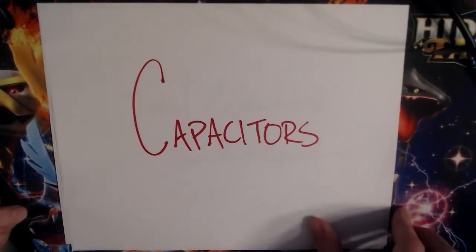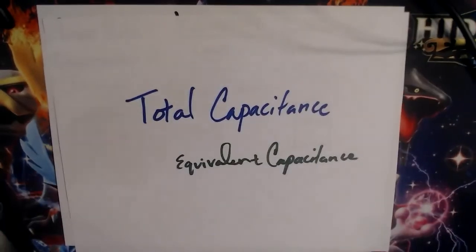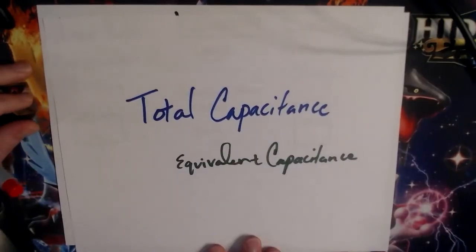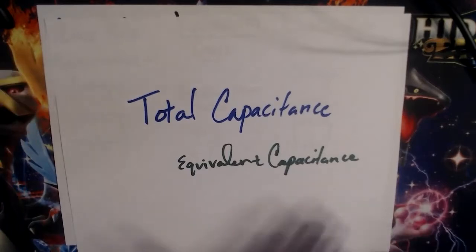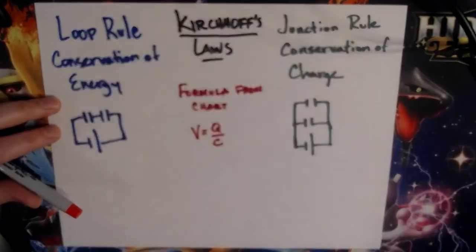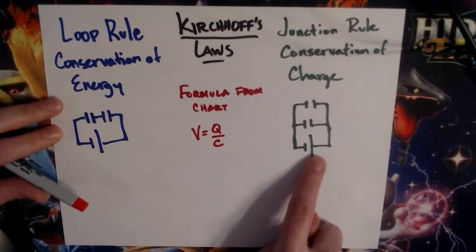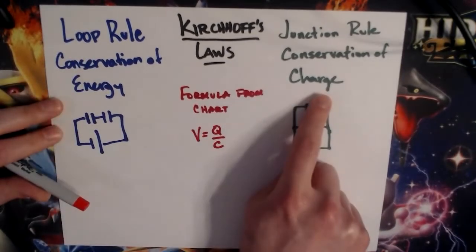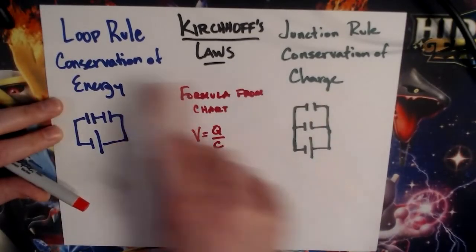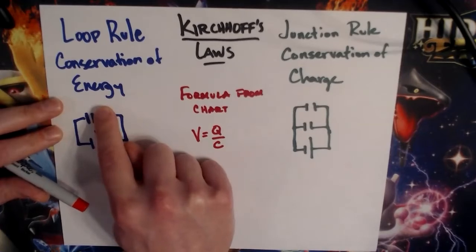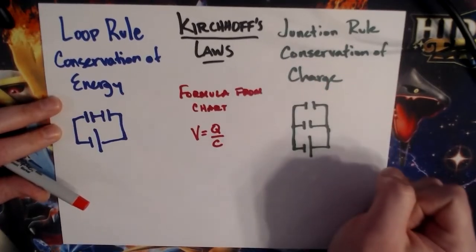details. First thing I want to talk about with capacitors is just determining the total capacitance, or the equivalent capacitance. And you want to initially start with either a set of series capacitors or a set of parallel capacitors. So I've got the two Kirchhoff's laws that we'll be using: the loop rule, which is a conservation of energy, and the junction rule, which is a conservation of charge.